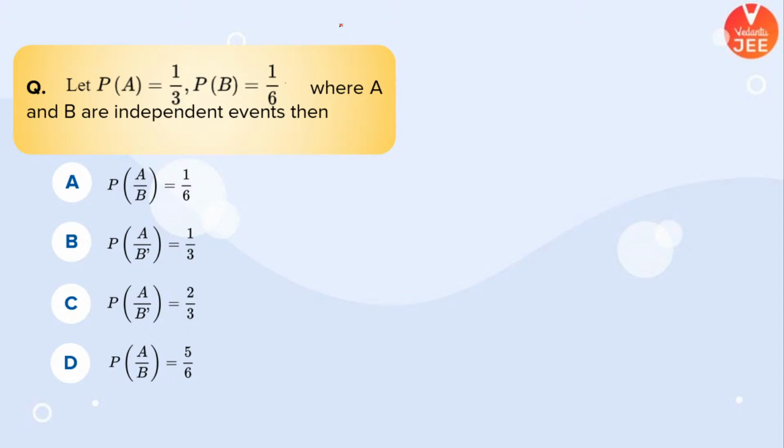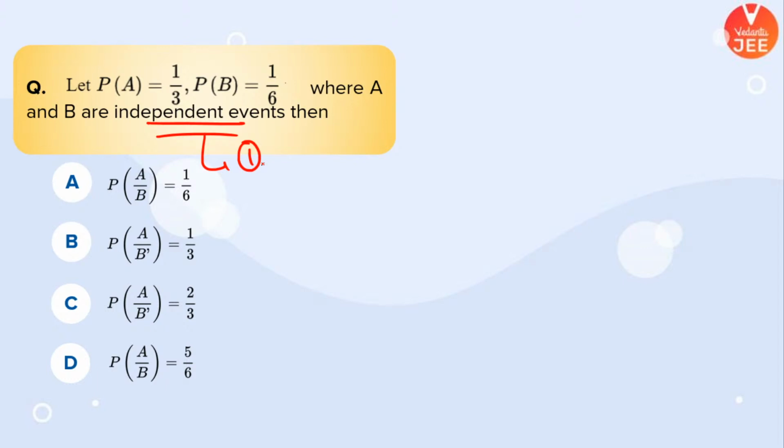Definitely it is doable. Independent events ka question, this is very important from probability. What are the hot topics? I'll tell you. Independent events, number 1. Number 2 is Bayes theorem. It is being asked very frequently. Number 3 is the problem based on binomial distribution.